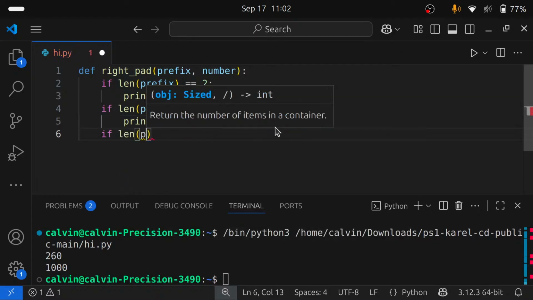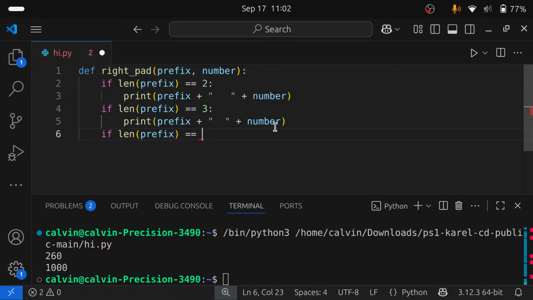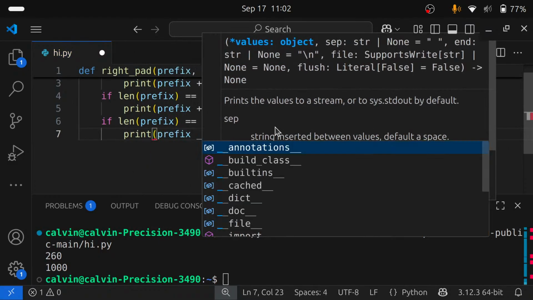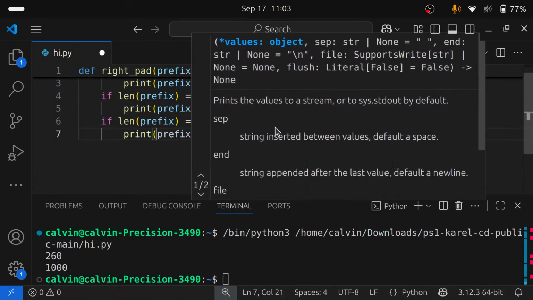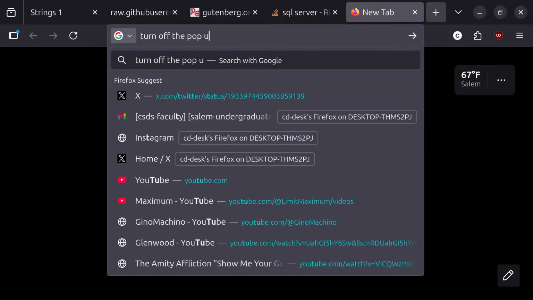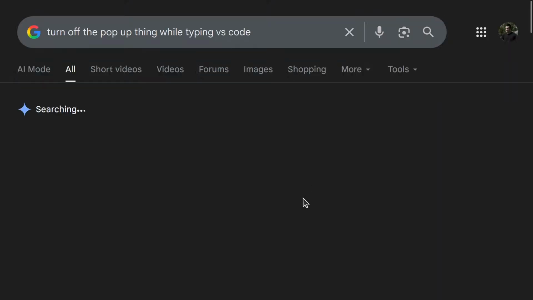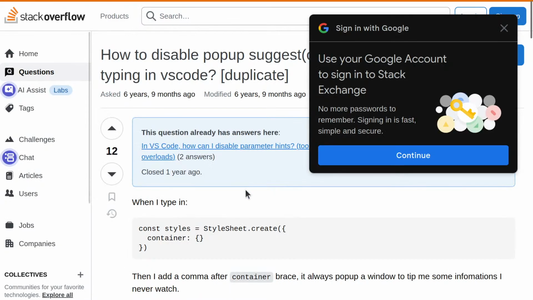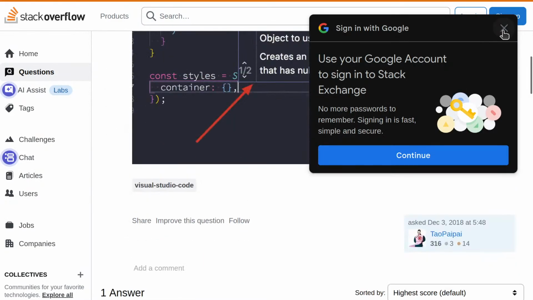If len prefix is 4, this is the case where we just print prefix plus a single space. I can't even see what I'm doing. Turn off the pop-up thing while typing in VS Code. No, not AI. Editor. There's so much. Of course, we don't know the easy way. That's why we're doing this. Well, there's another pop-up. Okay.